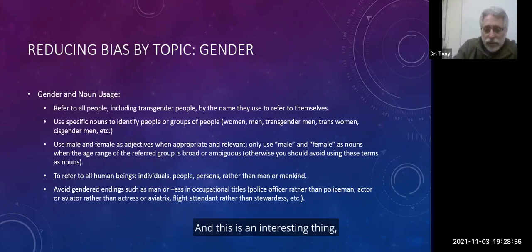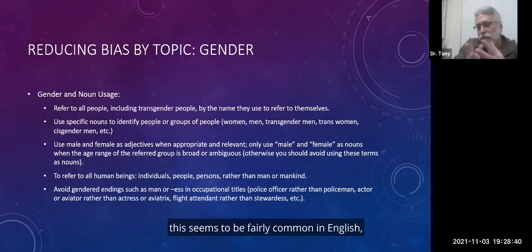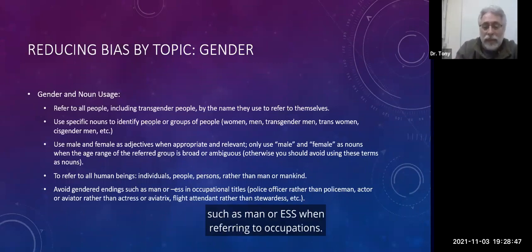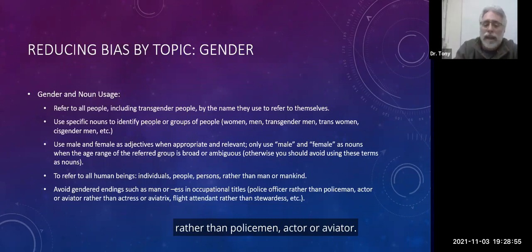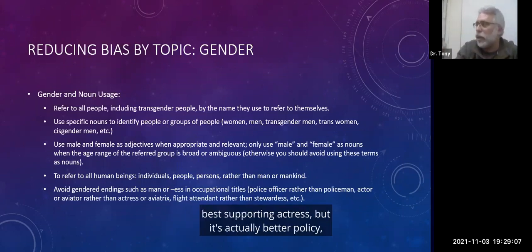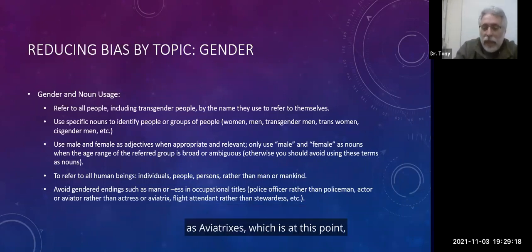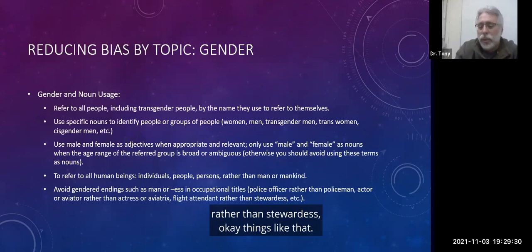And this is an interesting thing. This used to be fairly common in English, and I think it's becoming less common. Consider gendered endings such as man or ess when referring to occupations. The common example is things like police officer rather than policeman, actor or aviator. And by the way, actress is still a really common term. All the awards that are out there still refer to best actress, best supporting actress. But it's actually better policy, I think, to just refer to all actors as actors. And certainly we don't refer to female pilots as aviatrixes, which is at this point a fairly antique term. And obvious things like flight attendant rather than stewardess, things like that.